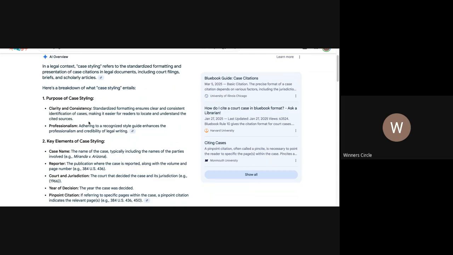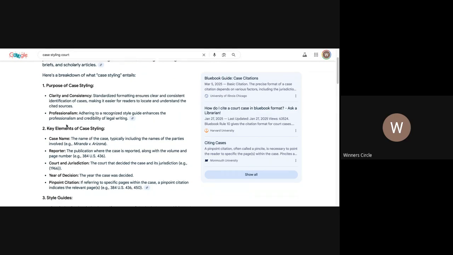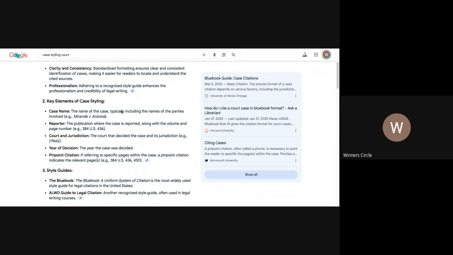So that means if somebody just styles your case as a civil case and then they put it in this court, the court may not be able to hear it because you can object to say that this court is not able to hear this, whether it could be for venue or other reasons. Okay. So clarity and consistency. Okay. Professionalism, adhering to recognized style guides enhances the professionalism and credibility of legal writing.